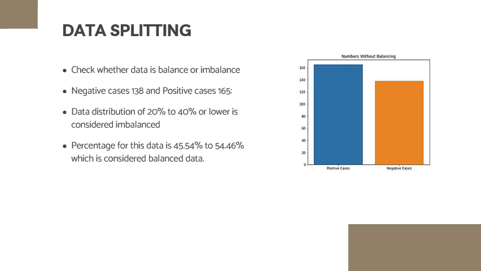Before proceeding with data splitting, the data must be checked whether it is balanced or imbalanced. The data is considered imbalanced if the classification categories are unequal. Data must be balanced to avoid bias toward the majority class, which causes the minority class to be ignored in the classifying process. A data distribution of 20% to 40% or lower is considered imbalanced. For this dataset, the negative cases of heart disease and positive cases are 138 and 165 respectively. So the percentage for this data is 45.54% to 54.46%, which is considered balanced data.